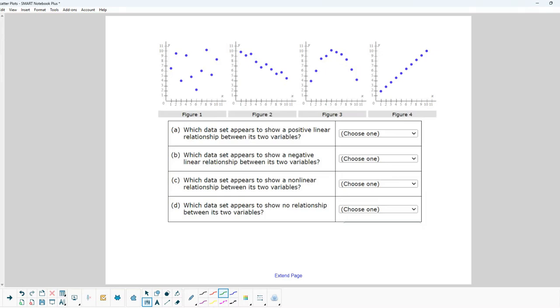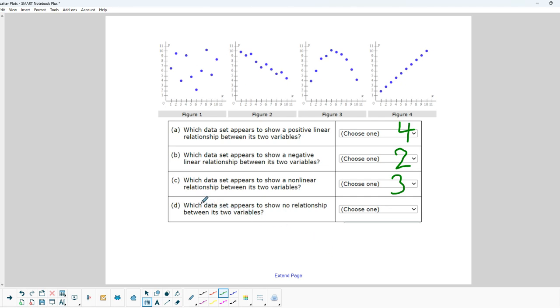All right, let's answer a few more questions. These are some of the questions you might see on today's ALEKS assignment. Which data set appears to show a positive linear relationship? Well, that would be number 4. See how that is lined up very nicely. Which data set appears to show a negative linear relationship? Well, that would certainly be figure 2. Which data set appears to show a nonlinear relationship between its variables? That would be figure 3. And technically speaking, figure 1 doesn't show linear or nonlinear either. It's just kind of spread out.